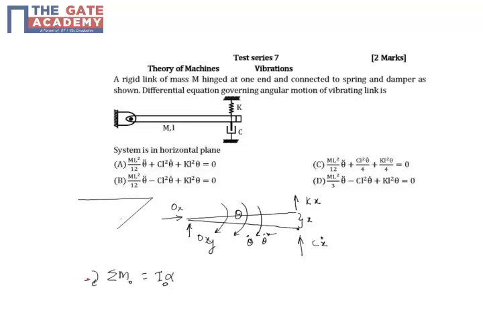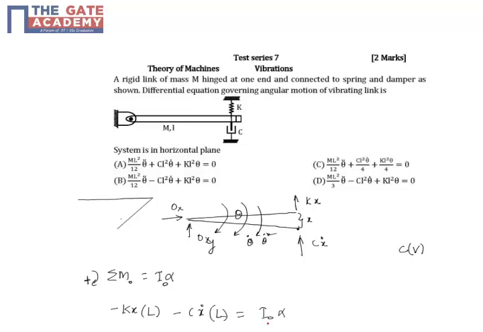I take the clockwise direction as positive. So this Kx will produce an anti-clockwise moment, Kx into length. So minus Kx into length, and the damper is also opposing this. The damper force is C times the velocity of the end, which it opposes. So C times velocity is nothing but C x dot. So minus C x dot into the length L is equal to I naught alpha.